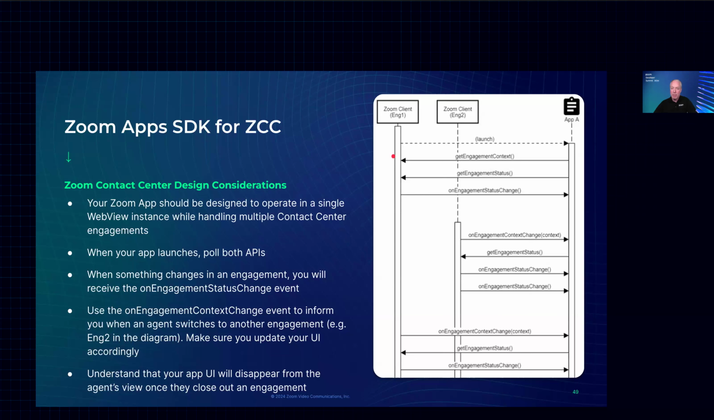And one last part that you'll want to consider during app development is when the agent is finally done, when they finish the call, complete their notes, select their disposition, and end the call, you're going to receive an on engagement status change event telling you the call is ended. When the call ends, the agent can no longer see that engagement on their desktop client, and they can no longer see your web view instance. Your web view instance is still running. You can still process that event, but the agent doesn't see it. So during training, make sure that agents complete all tasks prior to completing engagements.